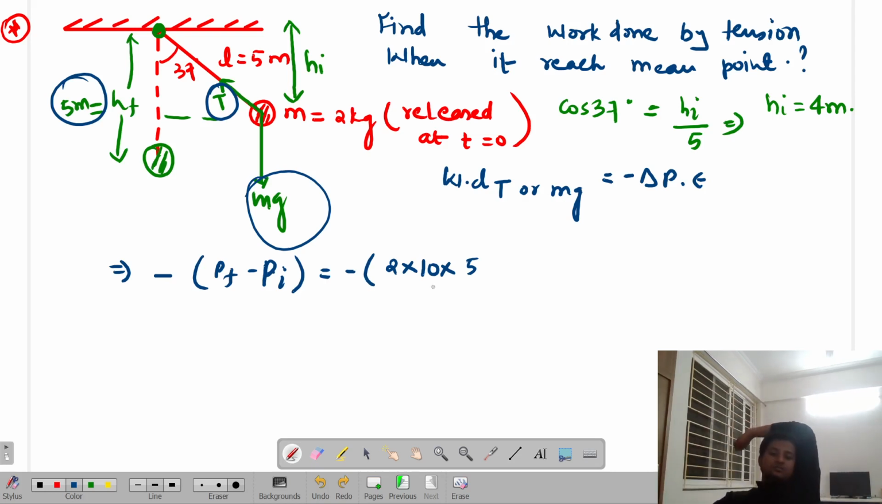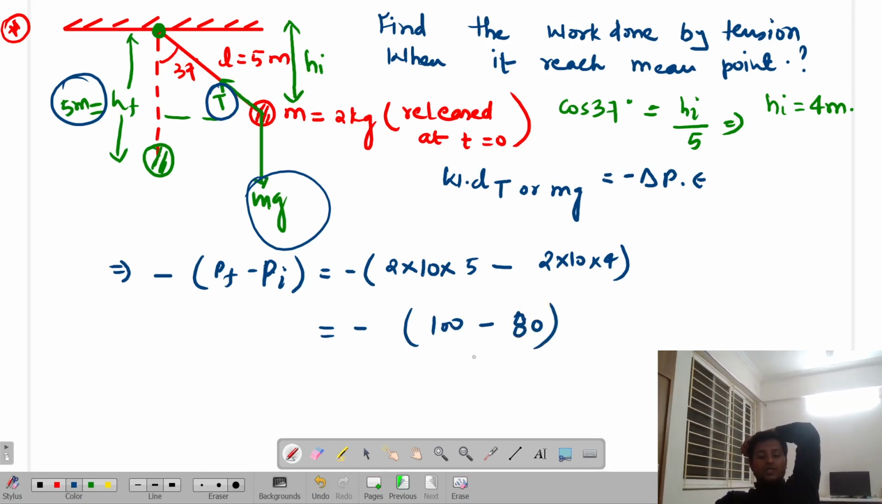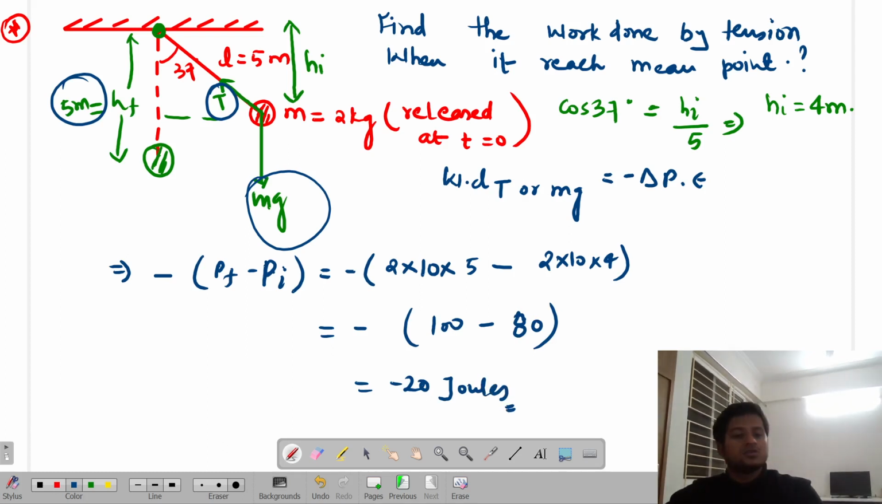So now this is 2 into 10 into 5, minus the initial potential energy, which was 2 into 10 at a height of 4 meters, or not? So what equation do you get? This is minus of 100 minus 80, and that is how much? Minus 20 joules. Are you able to get me or not? So that's my work done by tension or mg, which has come out negative.